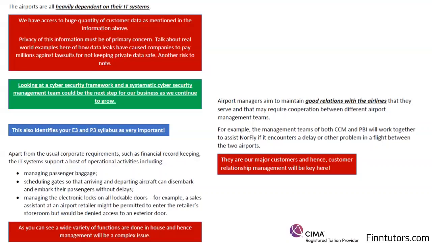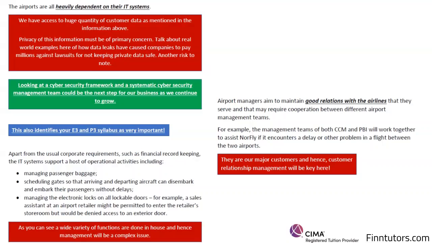Now, apart from the usual corporate requirements, such as financial record keeping, the IT systems support a host of operational activities. Our IT systems are obviously going to be involved in managing passenger baggage, scheduling gates for arriving and departing aircraft, making sure passengers can disembark easily, and managing the electric locks on all lockable doors, so only people who have access can go into restricted areas. As you can see, a variety of functions are done in-house, and hence management over here can turn out to be a complex issue.